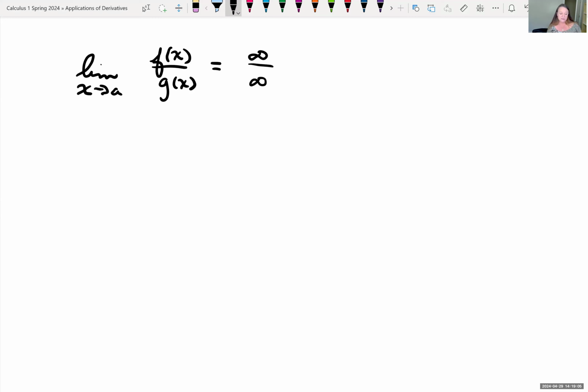We talked about this being an indeterminate form in the beginning of the semester. So this didn't tell us anything. And we wanted to manipulate this so that we could find the limit. Well, let's manipulate this by rewriting the form of that. If I rewrite this, this is the same thing as 1 over g of x, all divided by 1 over f of x.